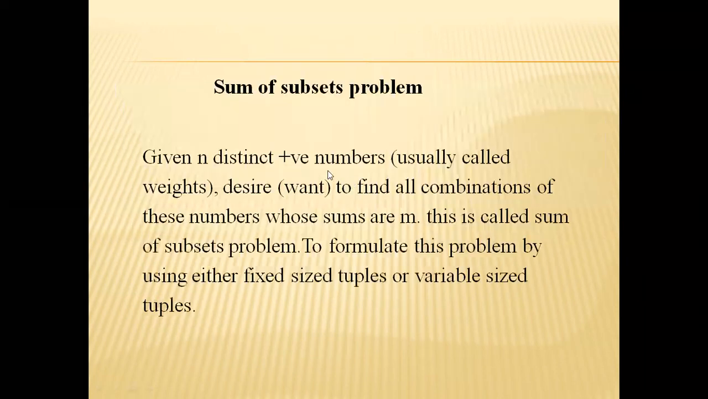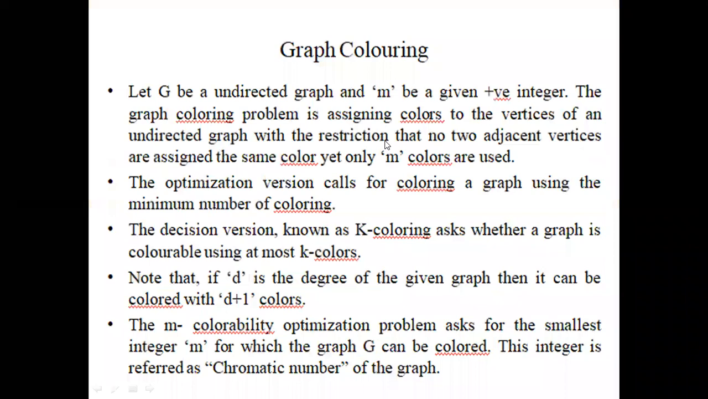It is another problem, the sum of subset problem. So next one, graph coloring. In graph coloring, G is a graph, G is an undirected graph, and M is a positive number. It is any positive number, 2 or 3 or 4 or 5, any positive number.